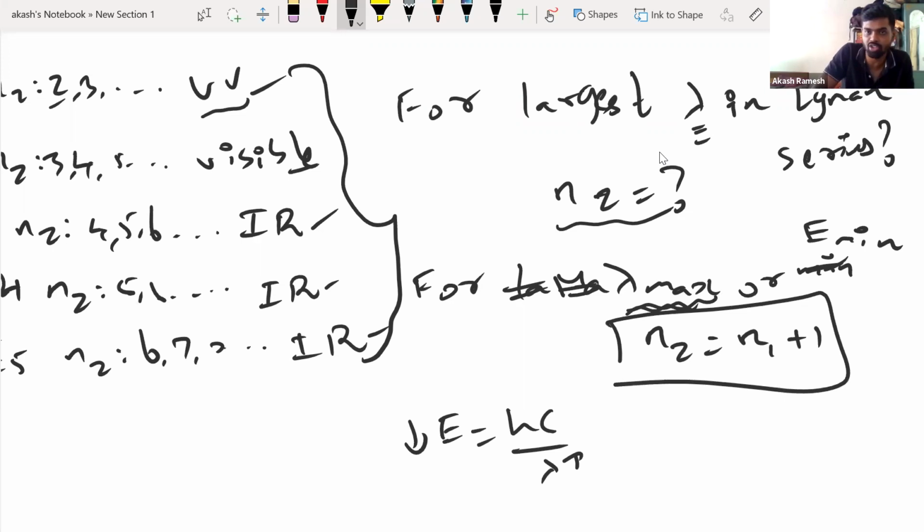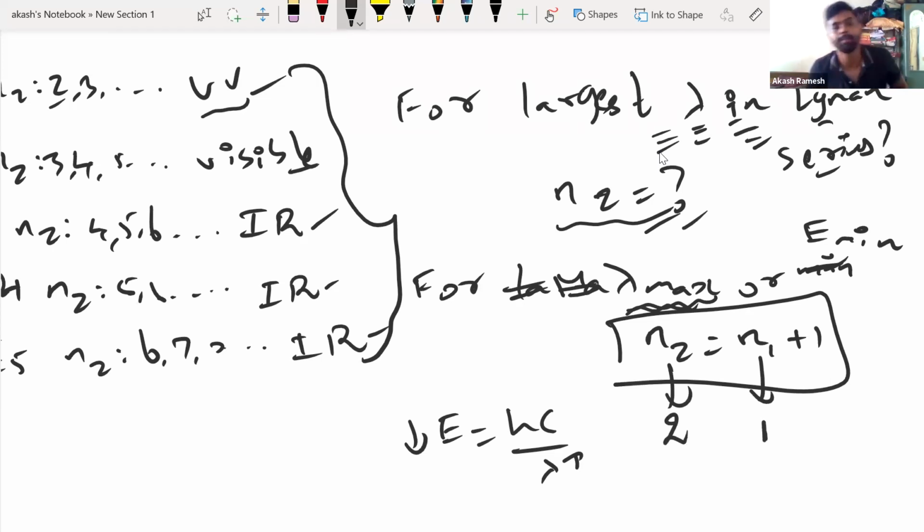For example, in the question I asked you, for me to get the largest lambda value, what should be the N2 value in the Lyman series? The answer is, I know for the Lyman series, N1 is 1. So obviously, for the largest lambda value, N2 should be 2. Very simple, N1 plus 1. The same way I can ask you for the Balmer series. For Balmer, N1 is 2, so for the maximum lambda value, N2 should be 3. Okay?